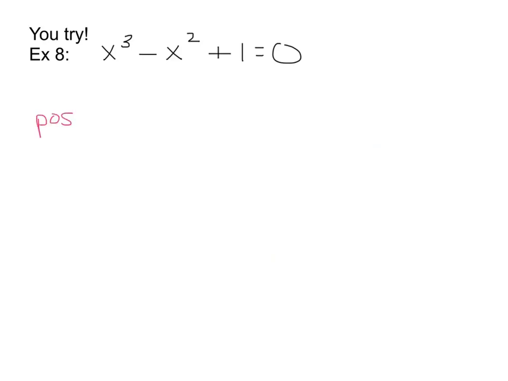For the positive real roots, we are just going to count the number of sign changes. So from positive 1 to negative 1 is a sign change. From negative 1 back to a positive is either 2 sign changes or it's 0 sign changes.